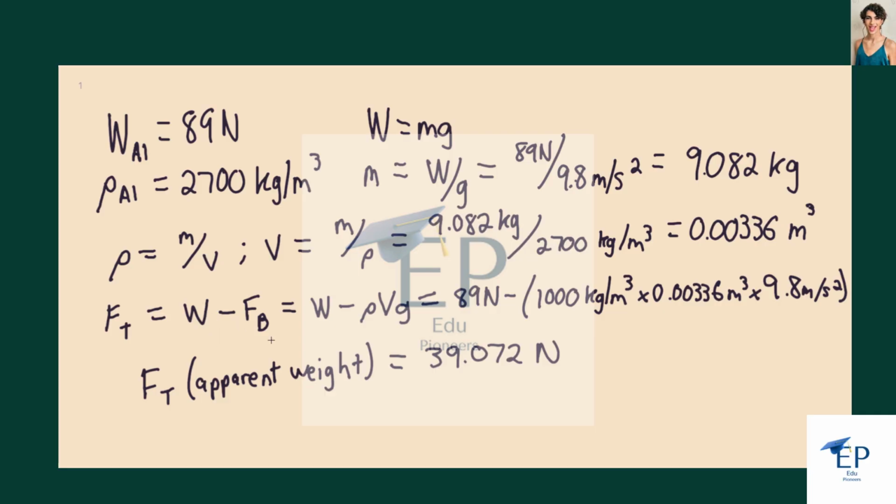So this apparent weight is simply going to be the weight of the aluminum ingot. However, there's this buoyant force that is pushing the aluminum block upward. And so the weight minus this buoyant force will give us the apparent weight, given that this aluminum ingot is completely submerged in water. And again, that answer is 39.072 newtons. And that's the end of the solution.